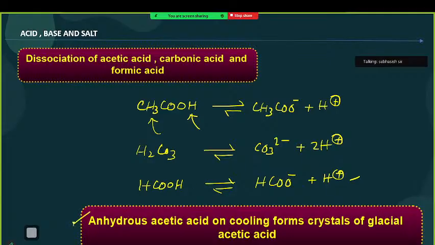One important piece of information: anhydrous acetic acid on cooling forms crystals of glacial acetic acid. It looks glacial or ice-like. So acetic acid on cooling is converted into a crystal-like structure, which actually looks like ice. That's why it is termed glacial acetic acid.